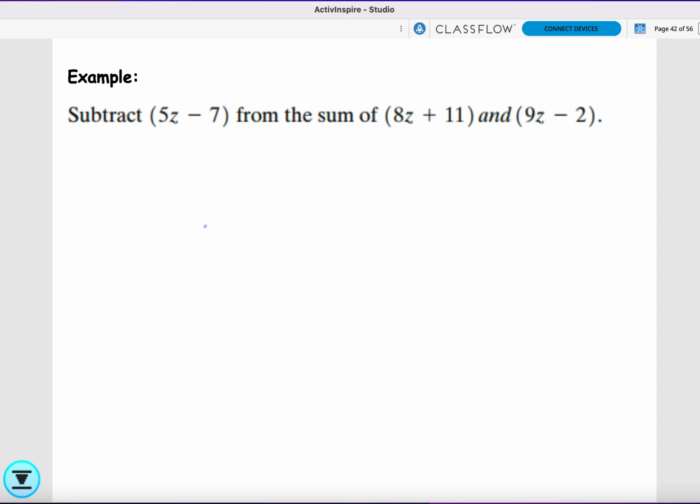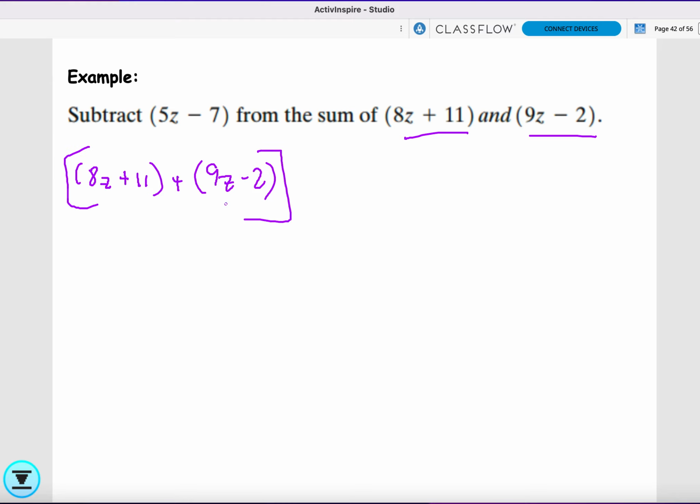So here in this example, we're going to subtract 5z from the sum of these two. So we're going to add those two first. So we're going to have 8z plus 11 plus 9z minus 2. And we're going to put that in brackets. And we're going to subtract 5z minus 7 from the sum of this. So this is going to be on the right side. So we'll go ahead and add these up. So 8z plus 9z is 17z. 11 minus 2 is plus 9.